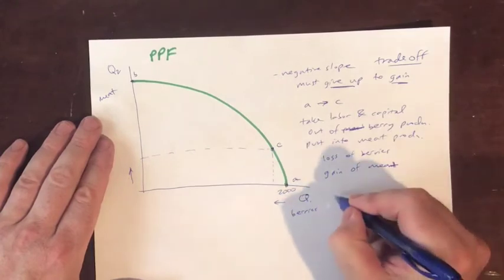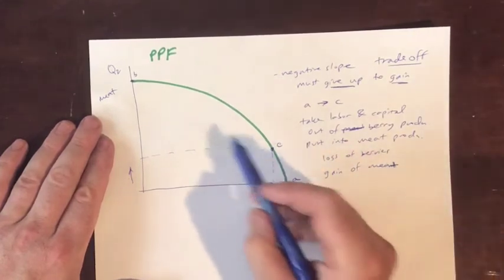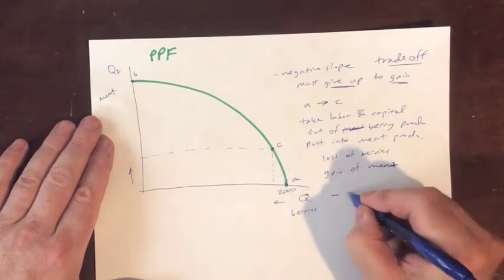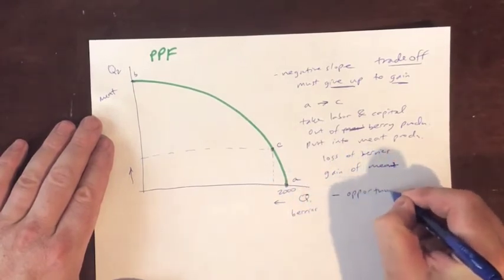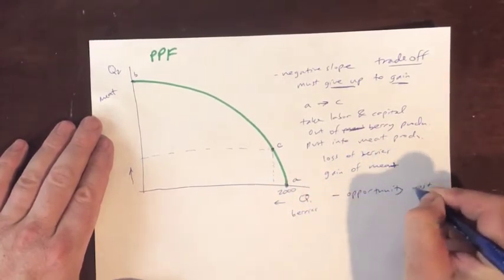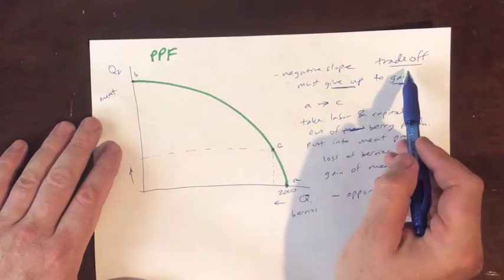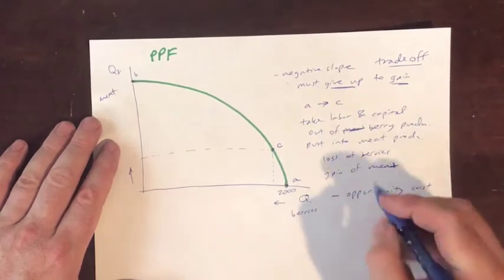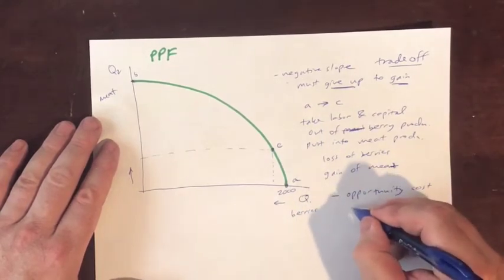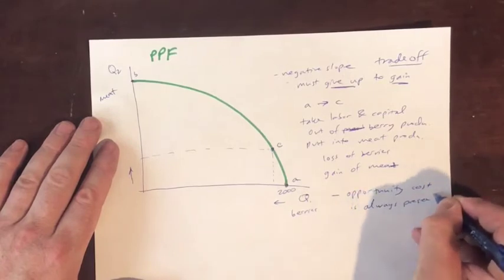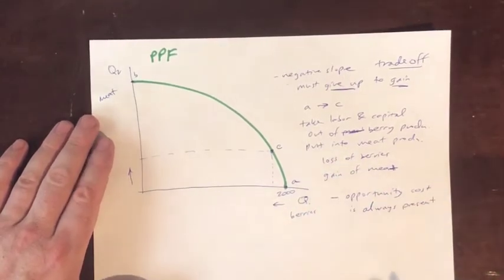How steep the slope is represents what's called the opportunity cost. So the first point is, if there's a negative slope, there's always going to be a trade-off. That means that opportunity cost is always present.